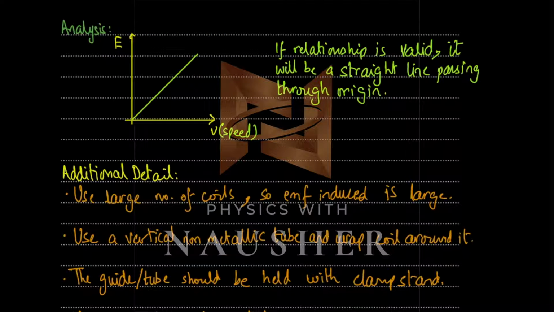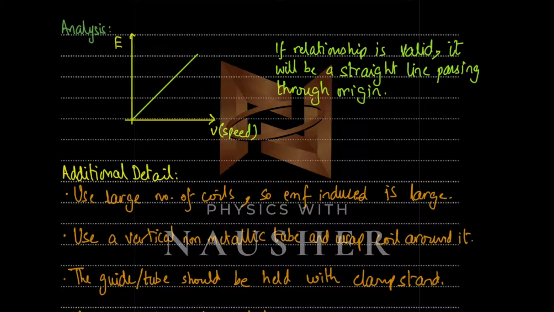Now, in the question, they said that it is predicted that EMF induced is directly proportional to the speed. Hence, based on that, you should say that we will get a straight line passing through the origin. EMF is on the y-axis because this was dependent. v was independent, hence on the x-axis. And you have to give the statement that if the relationship is valid, it will be a straight line passing through the origin. Remember this, that in all graphs in paper 5, you will always make a straight line. Even if it's an inverse relationship, you will make a straight line. You'll know exactly what I'm saying in the next question that we do in this paper.